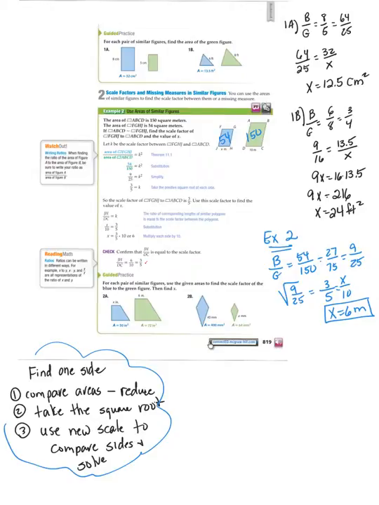Okay, 2A. We're going to compare blue to green again. So I'm going to have 50 square inches compared to 72 square inches. I'm going to divide these by 2 because I want to reduce them. That's as far as I can reduce. So now I'm going to take the square root of those. And my new scale factor for the sides is going to be 5/6. So 5 is to 6 as x is to 6.